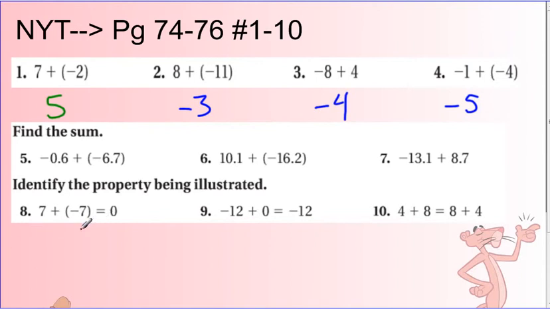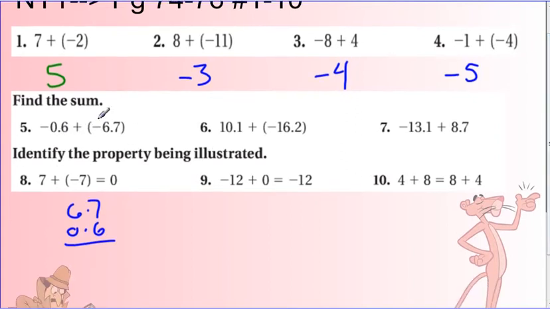Okay, number 5, we've got decimals. So we're going to line up the decimals. I'm going to put the bigger number on top, and there goes me messing up with my writing again. 6.7, 0.6. Decimals are lined up. The signs are the same. They're both negative. So we're going to add the numbers together. And that gives me 13, and that gives me 7. So 7.3, and you keep the sign of the bigger number. So it's a negative 7.3.